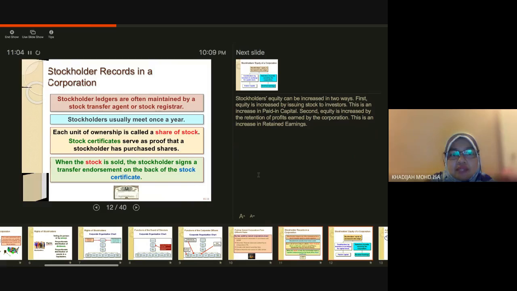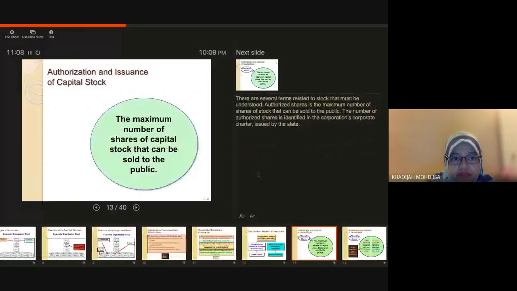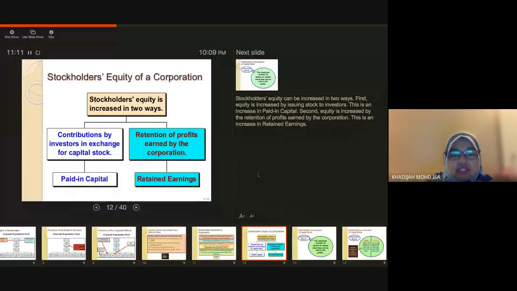In terms of shares, stockholder equity is increased in two ways. When you want to increase your shareholder equity, number one is contribution by investors in exchange for capital stock. So it's normally investment. When an investor puts money into the company, you are going to debit cash and credit your shareholder fund. Stock. What do we call it? Stock.